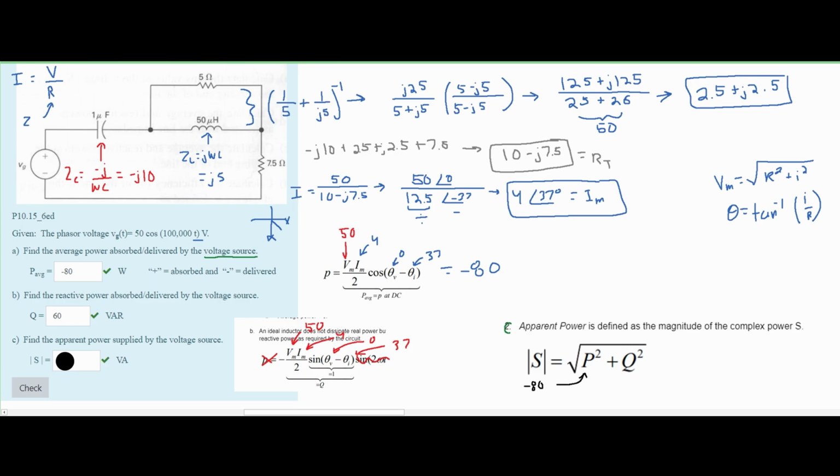So this is going to be squared, and our Q is going to be the 60. So in our calculator, we're going to plug in the square root of our negative 80 squared plus the 60 squared. This is going to give us 100 as our answer, and that is how you would go about solving for this problem.